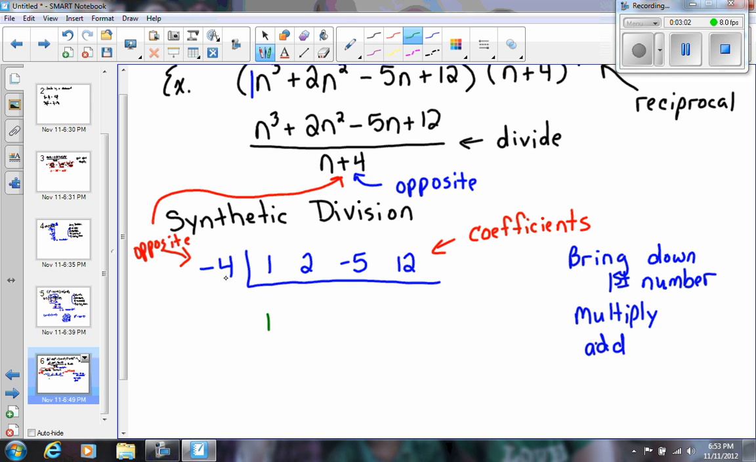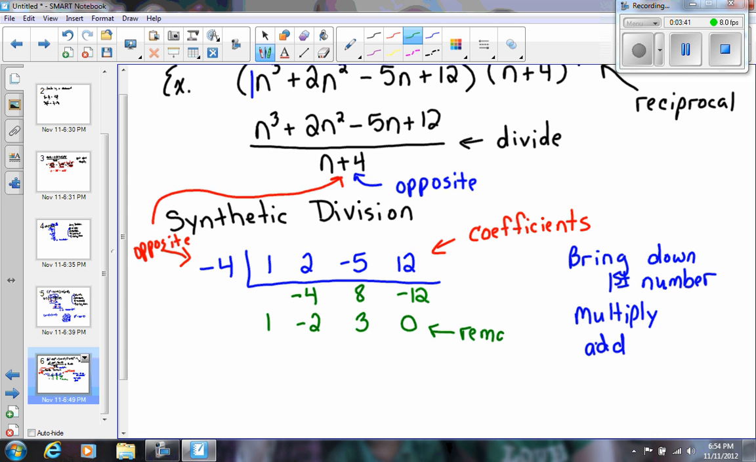I'm going to take this negative 4. I'm going to multiply. Negative 4 times 1 is negative 4. And then I add. 2 plus negative 4 is negative 2. Then I multiply. Negative 4 times negative 2 is a positive 8. And then I add. Negative 5 plus 8 is 3. Then I multiply. Negative 4 times 3 is negative 12. And then I add. 12 minus 12 is 0. And I'm done. This last spot is my remainder.